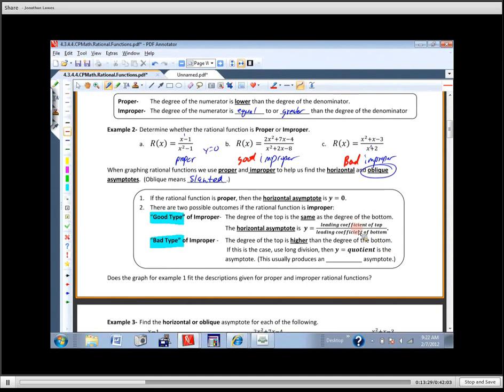Now, if it's the bad type of improper, then you have to do long division in order to figure it out. Okay? This usually produces an oblique. What does oblique mean again? Slanted. It usually produces a slanted asymptote. Okay?